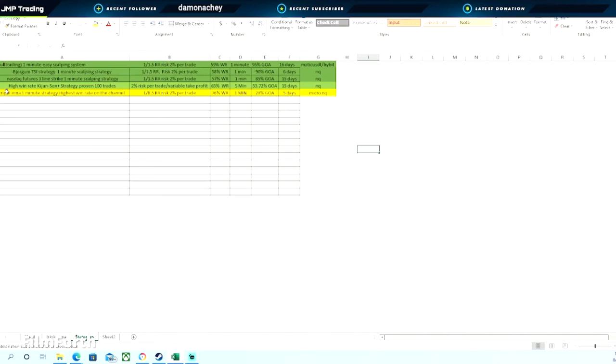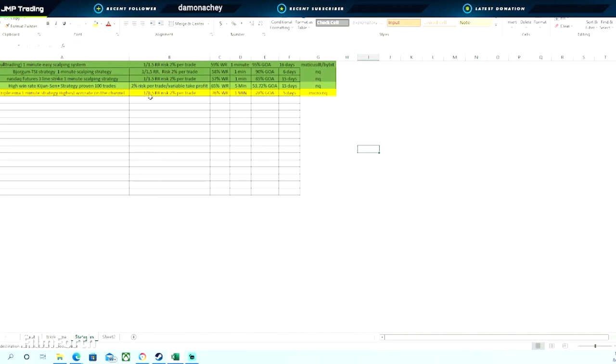So this is in last place as far as gain on the account, but if you're looking for an aggressive scalping strategy with a high win rate, this will be it. I'm probably going to paper trade this next week because I've been trying to find something that gets me more than 2 or 3 trades throughout the day. So I'm going to paper trade this next week and see how it works out live.